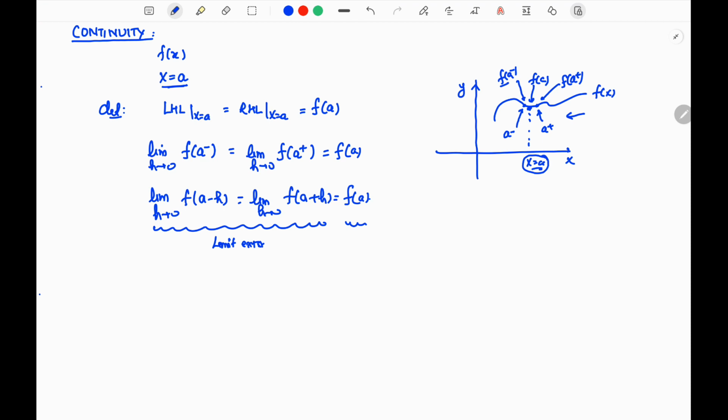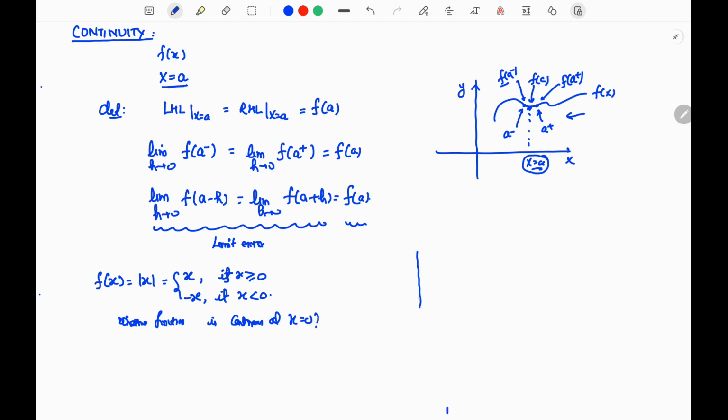We will use this definition to check for our modulus function, which was defined as mod x and given as x if x is greater than or equal to 0 and minus x if x is less than 0. For this function we have to check whether the function is continuous at x equal to 0.